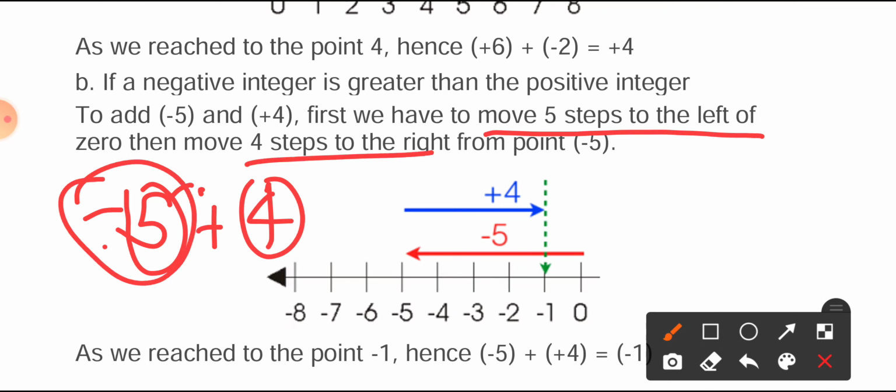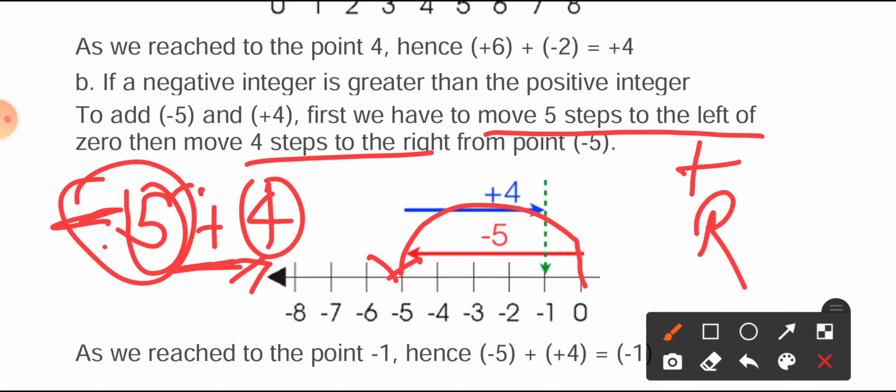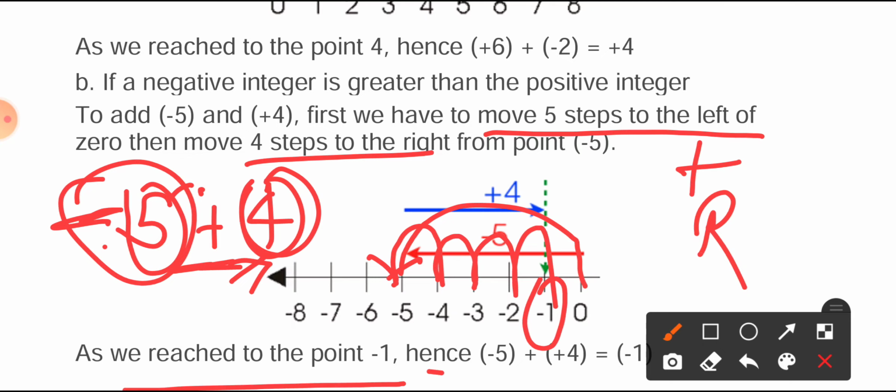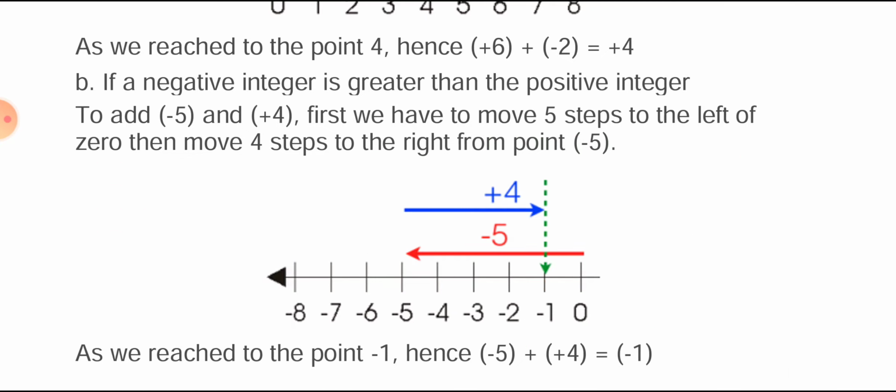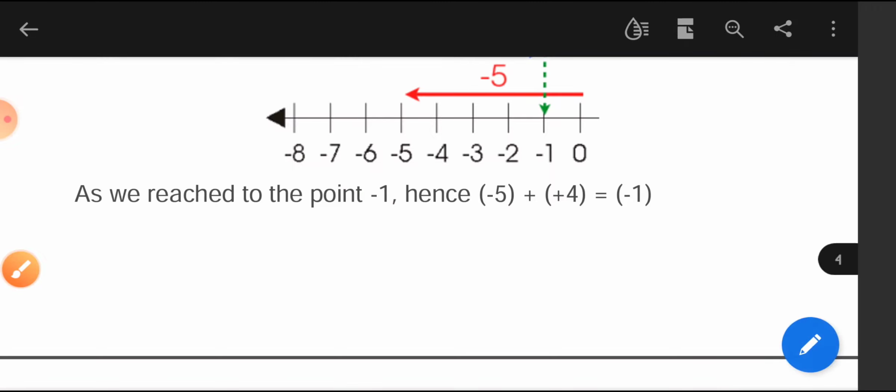First is given minus 5. It means first we will move from 0 to minus 5. After that we have to add plus 4. And we know that for plus we will move to the right hand side. How many times? 4 times. And from where do we start? From minus 5 only. So 1, 2, 3, 4. You can see that the answer is minus 1. So as we reach the point minus 1, minus 5 plus 4 is equal to minus 1 here.